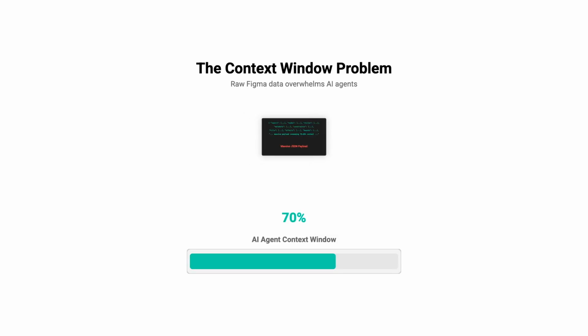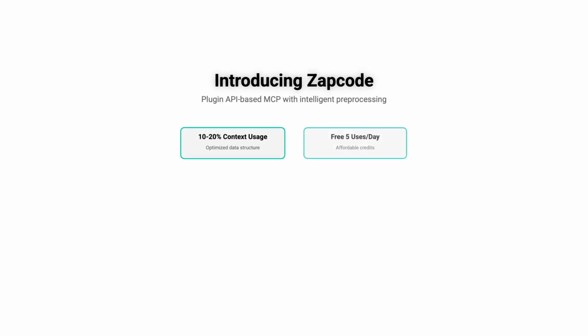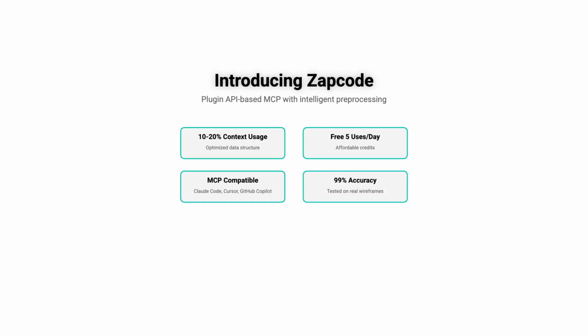The solution isn't more access, it's intelligent preprocessing. You need to distill massive Figma structures down to only the design information that matters, without losing critical details. And that's exactly the problem Zapcode was built to solve. Zapcode is a plugin API-based MCP that processes Figma data intelligently. It analyzes your design, strips out redundant information, optimizes the structure, and delivers a compressed representation that typically uses only 10 to 20% of your AI agent's context window.